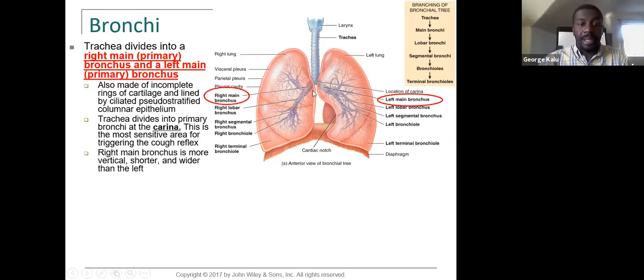Okay. Now, one thing that's important more clinically about the right main bronchus is that in comparison to the left one, the right bronchus is more vertically oriented than the left one. It's a little bit shorter, and it's a little bit wider than the left one is.